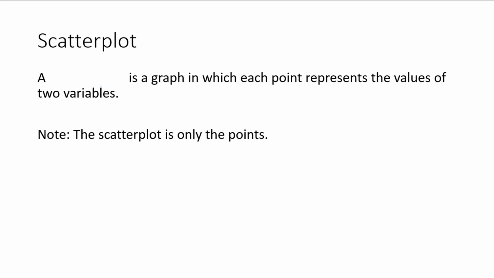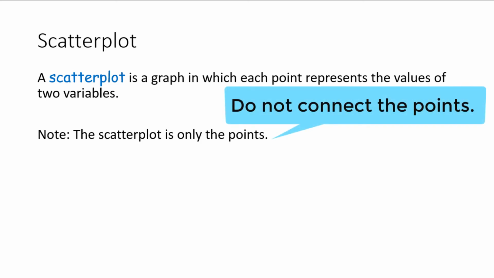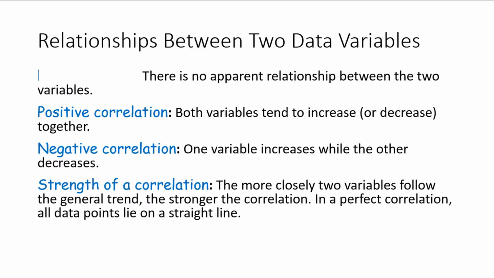Scatter plot. A scatter plot is a graph in which each point represents the values of two variables. Note, the scatter plot is only the points. More importantly, do not connect the points.